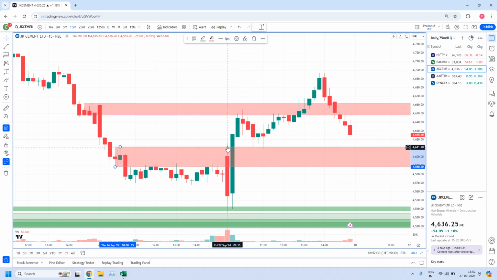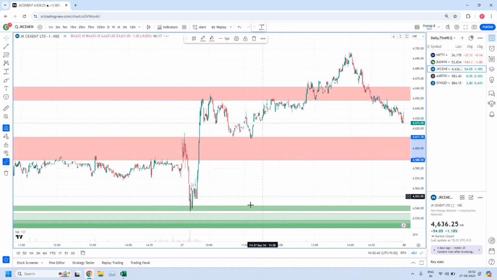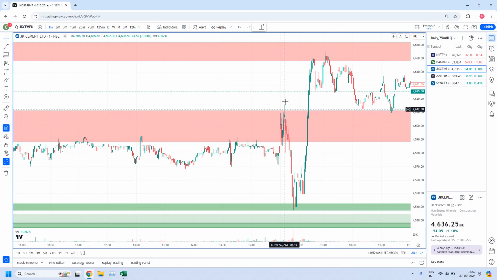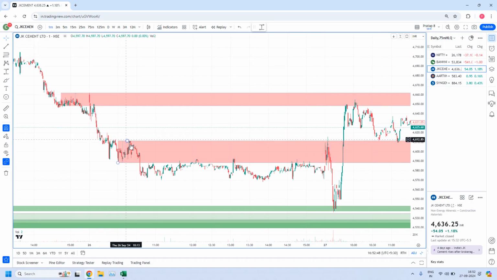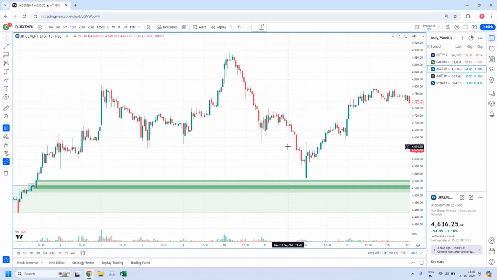Because this zone is violated in this candle. See here. Go to the 1 minute candle, you will get clarity. Before we get the trade, this zone is violated. That means this zone is no more valid. Once a zone is violated, you have to remove the zone from your charts. That's why I removed it. Then where is the next 15-minute zone available?